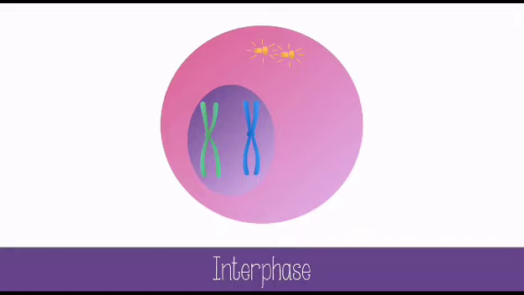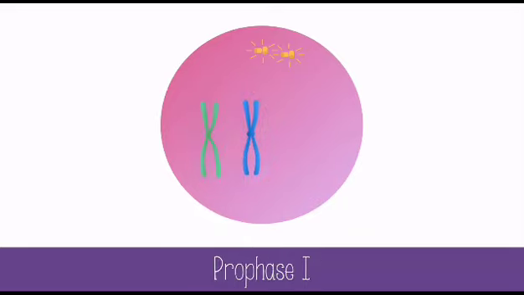The first step of meiosis 1 is prophase 1. During prophase 1, the nuclear membrane dissolves and the centrioles move to the poles. But something very strange happens with the homologous pairs of chromosomes. The duplicated homologous chromosomes are called a tetrad. And when the tetrad pairs up, it's called synapsis.